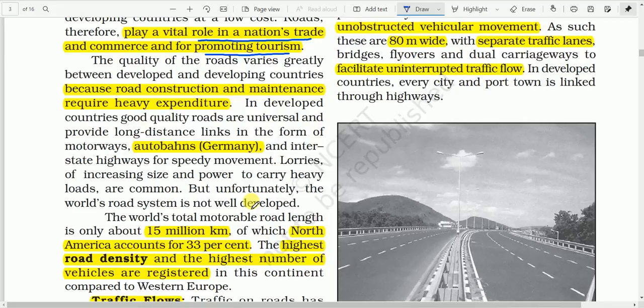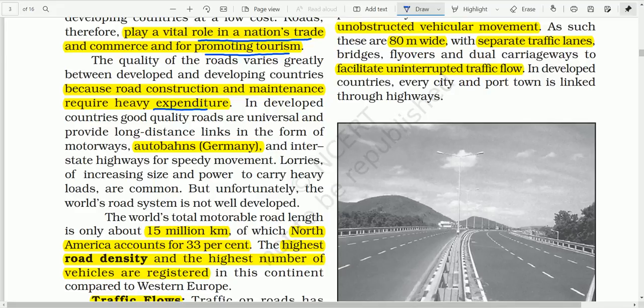The quality of roads varies greatly between developed and developing countries because road construction and maintenance require heavy expenditure. So there is a direct relationship between the quality of the road and the investment. The higher the investment, the higher the expenditure, the higher the quality of the roads. So in developed countries, good quality roads are universal.